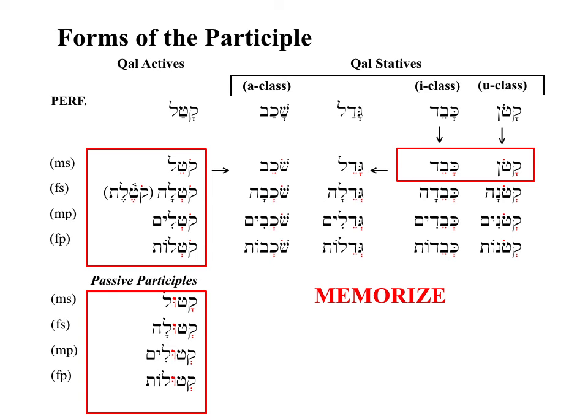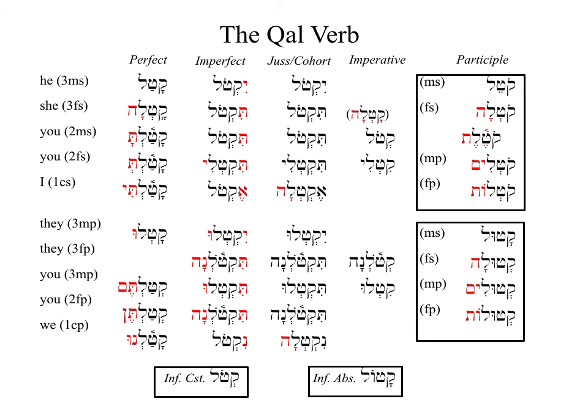Same with the passive participle, katul. It's logical that all the rest of the forms are ketula, ketulim, ketulot, because distant open syllables reduce. So I can actually summarize the information on the left-hand side of the page with just a handful of forms, and I can memorize kaved and katon as the stative participles.